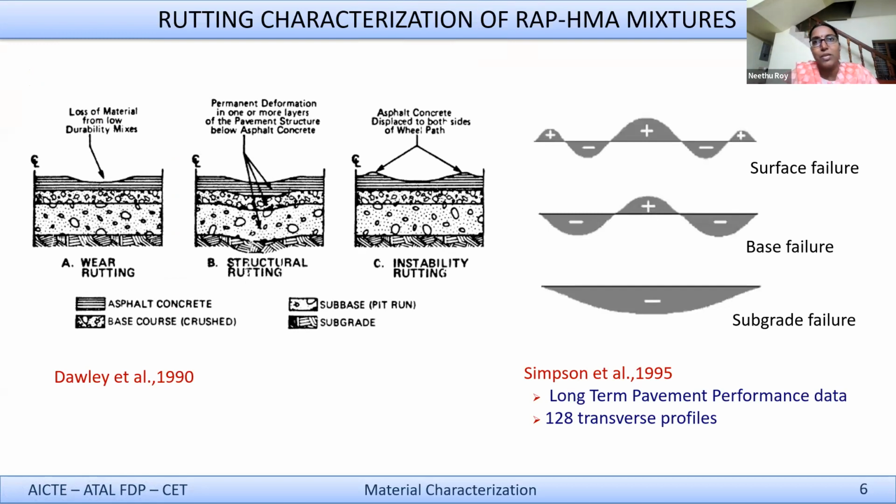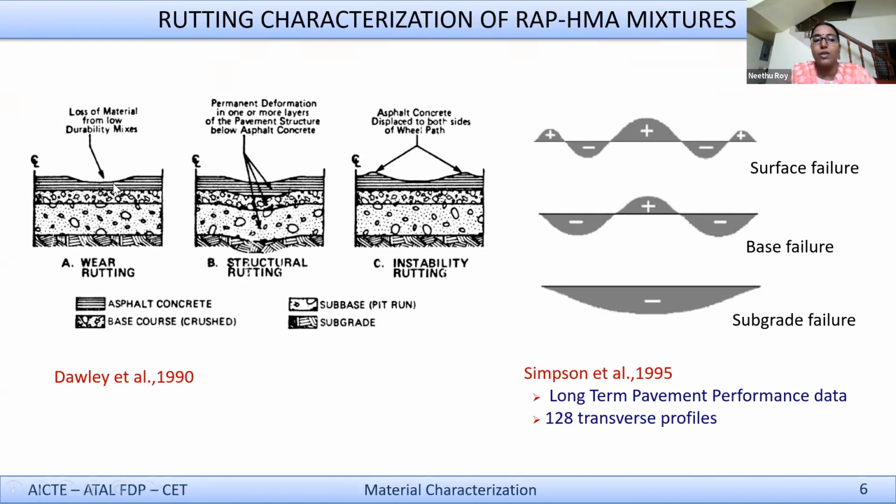HMA mixtures. Now, I'll be using the term HMA mixtures because RAP is something which is being added to the HMA mixture, essentially to act like an SMA mixture. So there are no specific test procedures or protocols for the testing of RAP mixtures as such, because all of the test procedures that have been developed for HMA mixtures will be utilized for the RAP HMA mixture characterization as well. Okay. So let us talk about the rutting of bituminous pavements first.